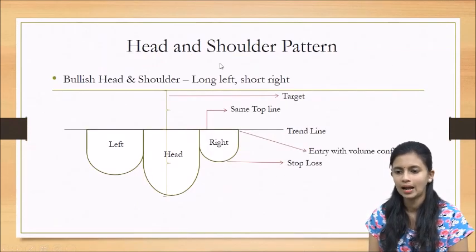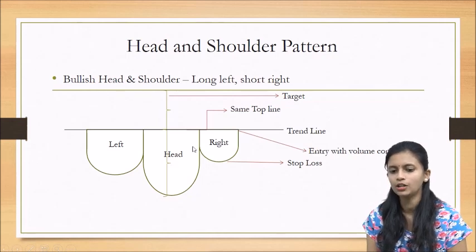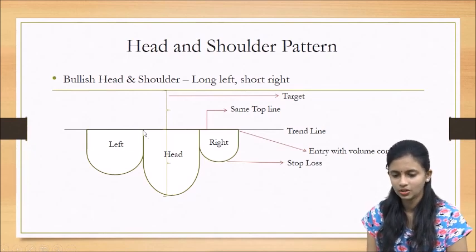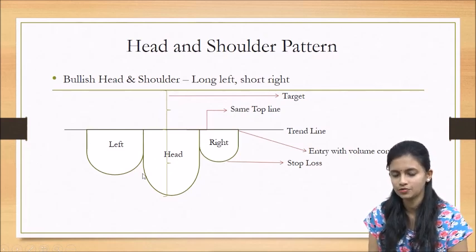The next pattern is the head and shoulder pattern. What is it all about? You have two types of head and shoulder pattern, that is bullish head and shoulder and bearish head and shoulder. As the name itself suggests, this pattern will have one head and two shoulders. If you are talking about the bullish head and shoulder, then it should look something like this. You can see this is the head, which is longer, and your right shoulder should be higher than the left shoulder. Right shoulder should always be higher than the left shoulder. If the left and right shoulders are equal, then we don't consider it to be a head and shoulder pattern.